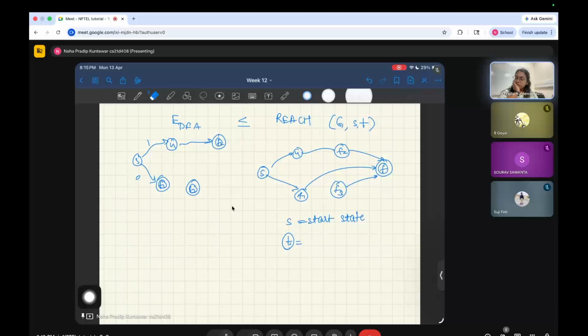Even if you think of these as epsilon moves, it shouldn't matter because you are just checking whether some input reaches F. So the accept state T is nothing but F, the new state where all of these final states go to.